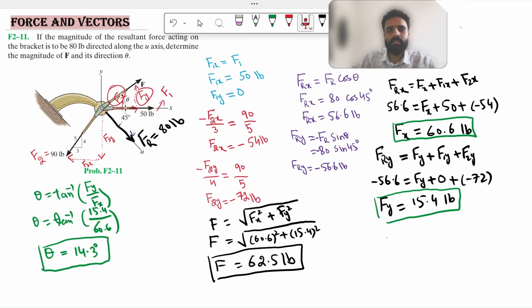So in this lecture, we found the value of the unknown component of the resultant force, its magnitude and direction. The magnitude is this, and for direction, we applied the trigonometric ratio. I hope you got the basic concept behind solving this type of question.